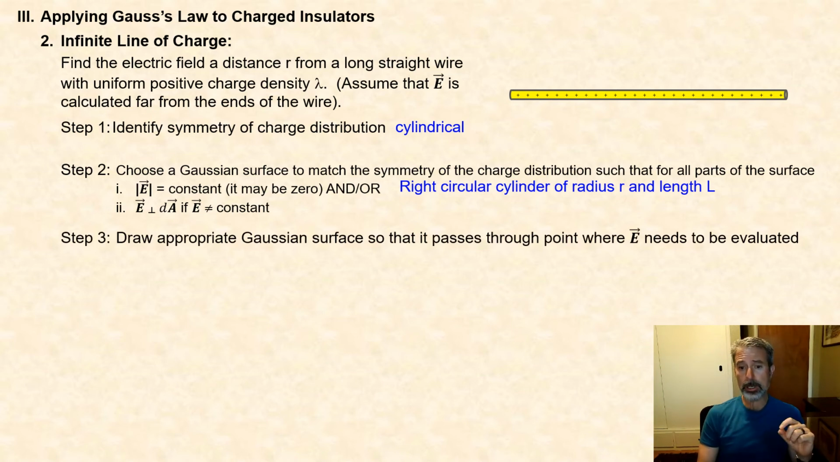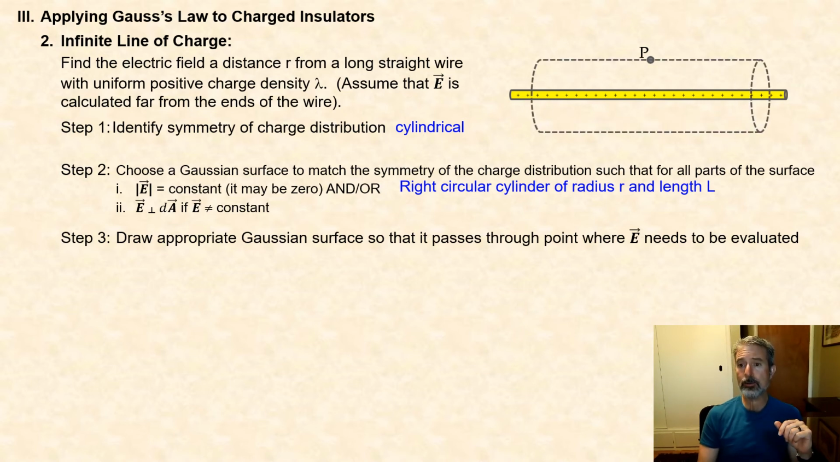We're going to draw the appropriate Gaussian surface so that it passes through the point where the electric field needs to be evaluated. Now here, we're asked to find the field outside of the charge distribution. Let's say at this arbitrary point P here. So we will draw our Gaussian surface like this. It has a radius r, and it has a length L.